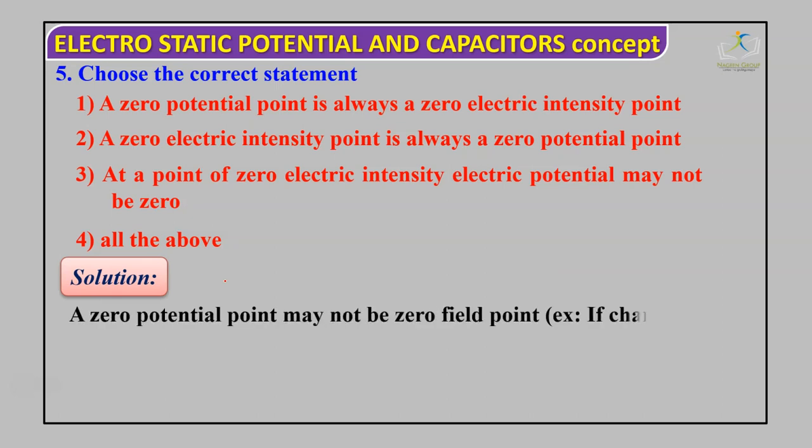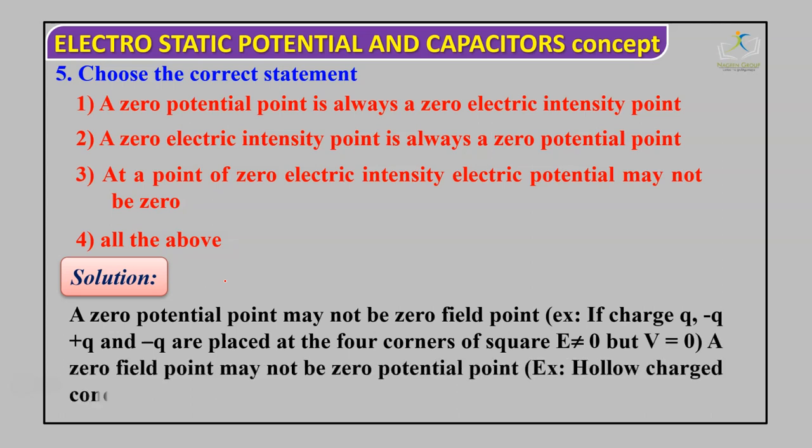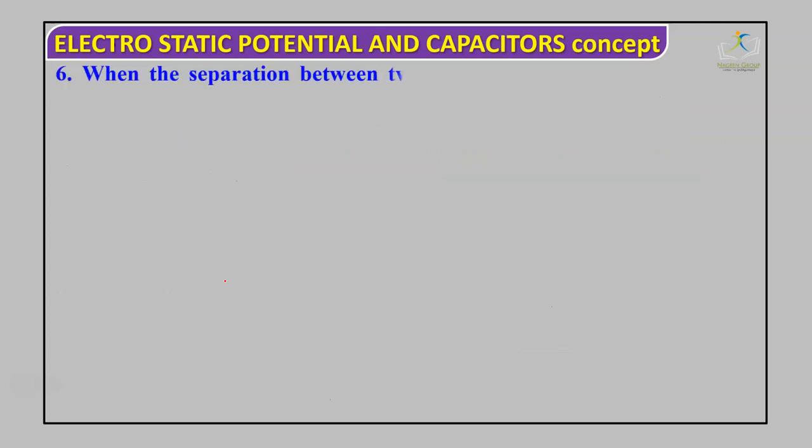A zero potential point may not be a zero field point. For example, if charges Q and minus Q are placed at four corners of a square, electric field is not equal to 0, but potential is 0. That means a zero field point may not be a zero potential point, for example, a hollow charged conducting spherical shell. So what we concluded? We concluded that at a point of zero electric intensity, electric potential may not be 0. That means the correct option is 3.